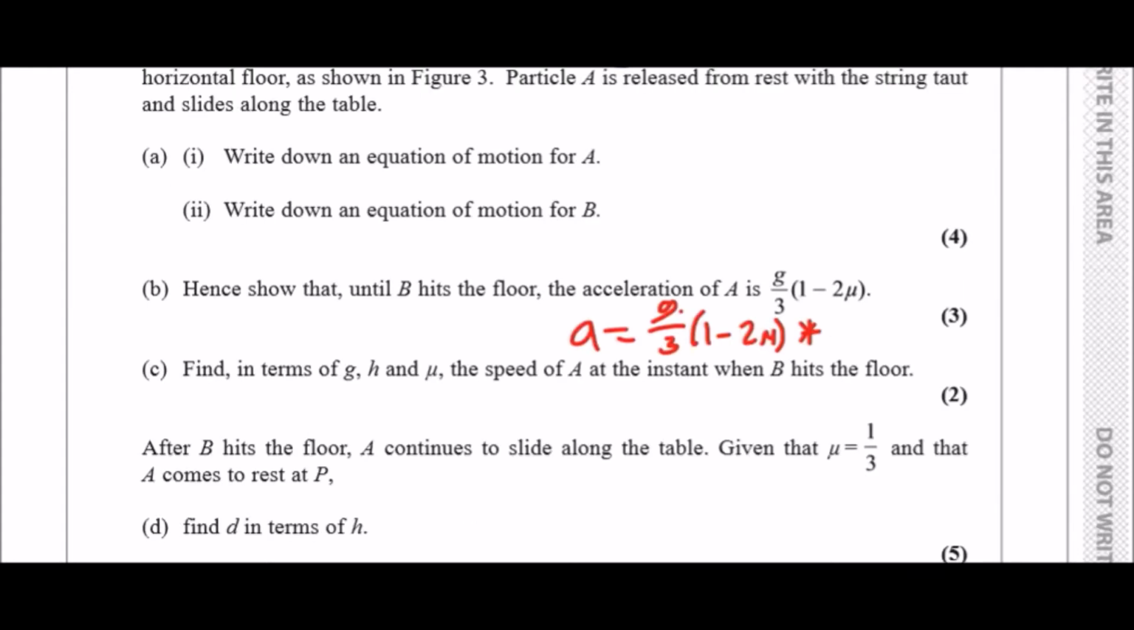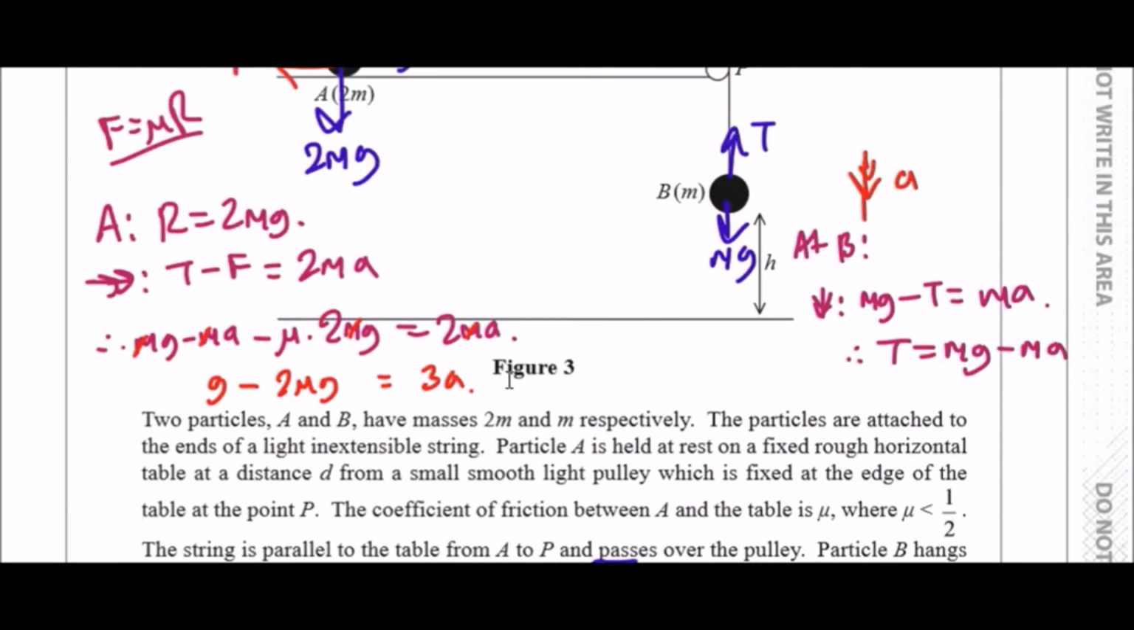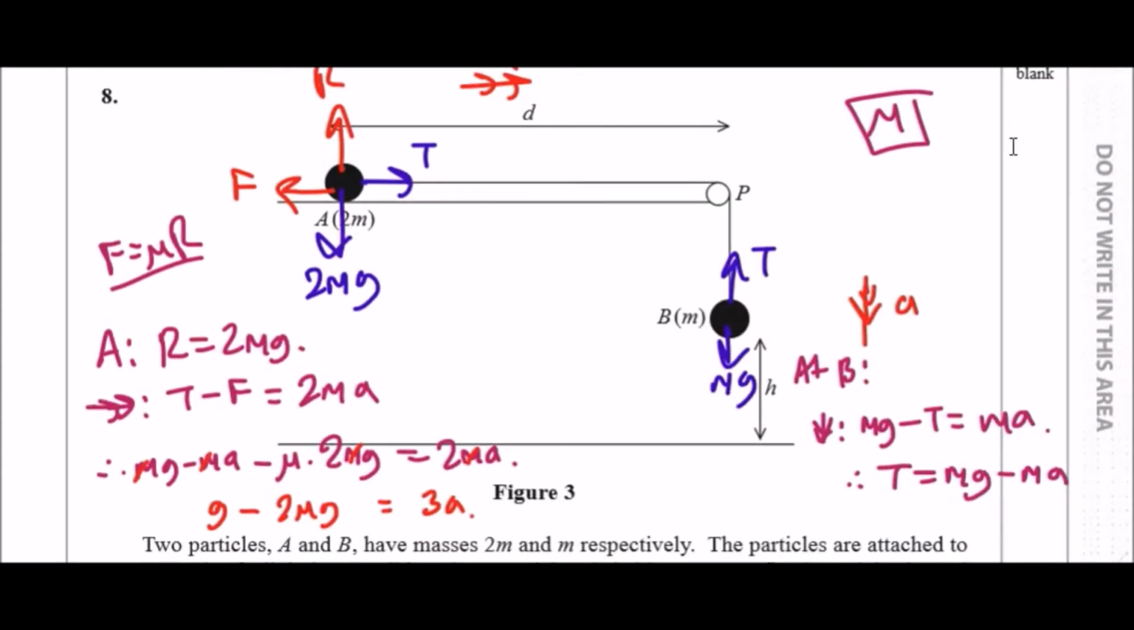Okay, let's look at part C now, yeah? So find in terms of g, h, and mu, the speed of A at the instant when B hits the floor. So all this is effectively saying is find the speed, because we know the string is taut, A and B are moving at the same time. So as B hits the ground, the speed of B will be the exact same as the speed of A as it moves. So A would probably be somewhere here, traveling a distance of h, and this will be its final speed.